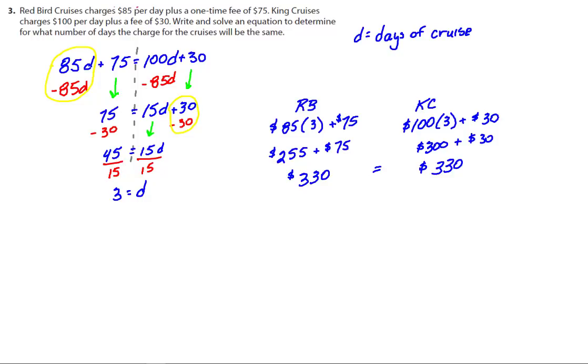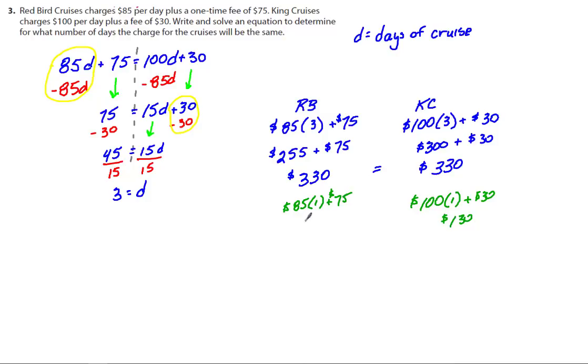So if you're cruising for only, say, 1 day, for 1 day you are better off going to King Cruises and say, I'll pay you the $100 for 1 day plus the $30. So if you went just for a single day, a 1 day cruise over here would be 100 times 1 plus the $30. That would be $130. If you went on a 1 day cruise over here, you're paying $85 for the 1 day, and you're paying $75 for that fee.